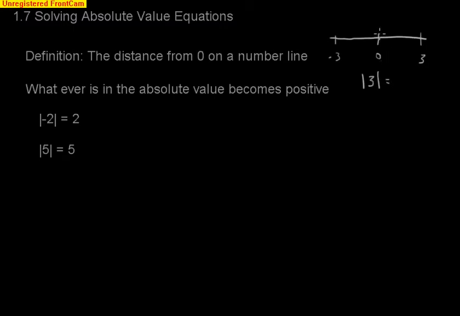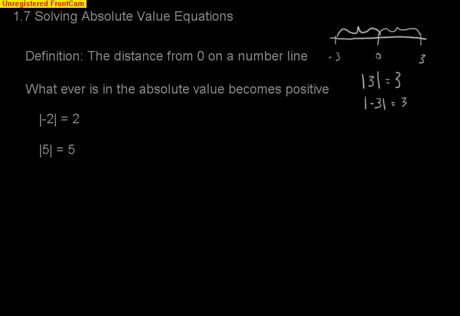So if we count the distance from here to here, we know that the distance is 3. And we also know that if we have the absolute value of -3, the distance from 0 to -3 is also 3. Now, the easy way to remember that, again, is whatever's inside the absolute value bars, you get a positive number. So here we have the absolute value of -2, that equals 2. The absolute value of 5, that equals 5. So that's the quick definition and understanding for the absolute value.